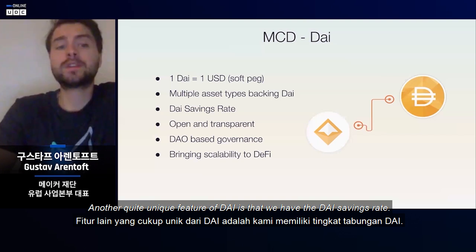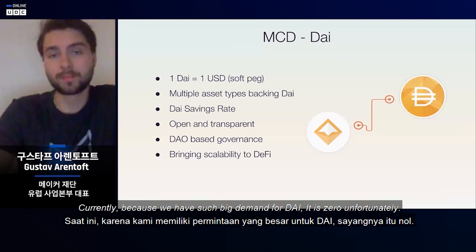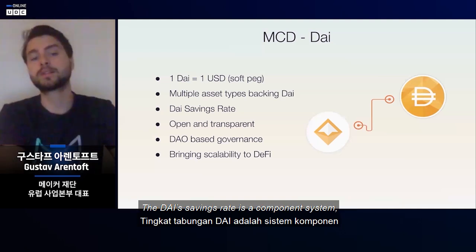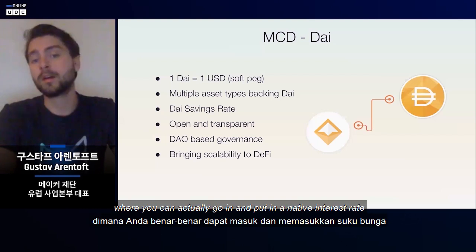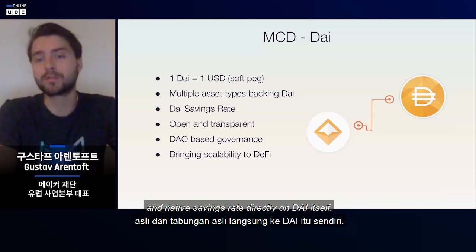Another quite unique feature of DAI is that we have the DAI savings rate. Currently, because we have such big demand for DAI, it's set at 0, unfortunately. But the DAI savings rate is a component in the system where you can actually go in and put in a native interest rate, a native savings rate directly on DAI itself.